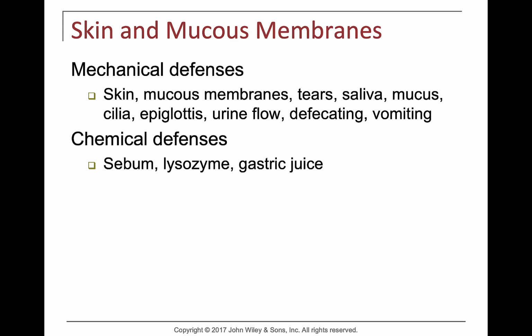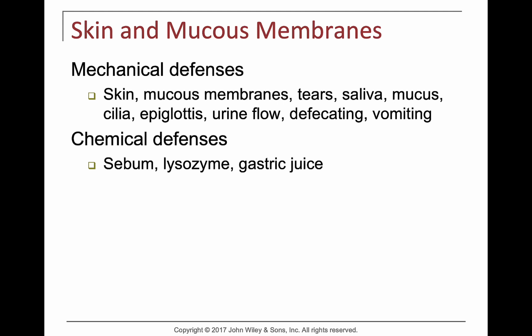They are made to expel certain substances. Cilia helps to push things out. A lot of mucus is propelled by cilia. Epiglottis, this is the covering over the larynx, prevents things from getting into lower respiratory passages. Urine flow and defecation both move bacteria out of the body, as well as vomiting when you are sick is made to expel things that are making you ill.